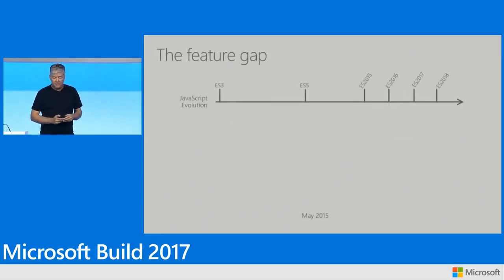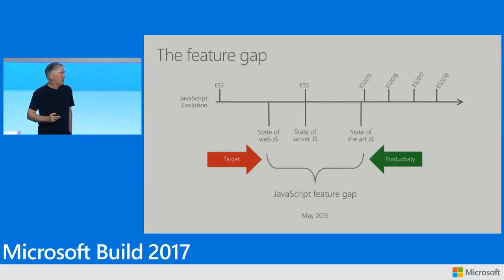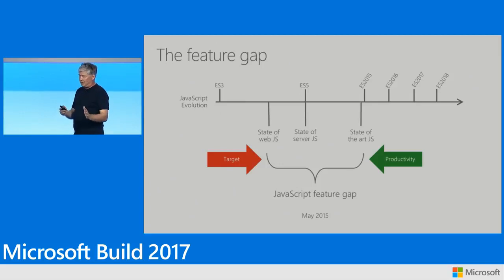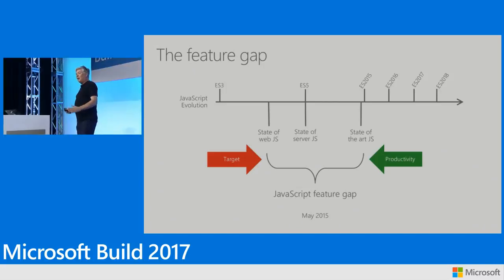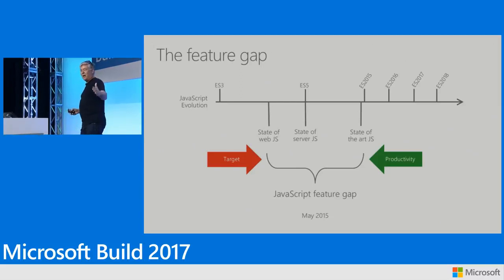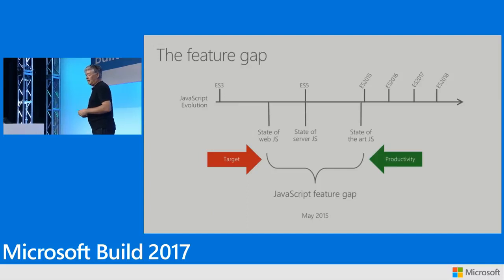In JavaScript, let's say you go back, say, 2 years to May of 2015, this was sort of the state of JavaScript back then. ECMAScript 2015 was just about to be ratified, yet on the server, Node.js had only just made it to ES5, and most browsers didn't even support ES5 yet. And so there's this gap between what you have to target in order to make your app run and what you want to use as a developer. And that's what I call the feature gap.